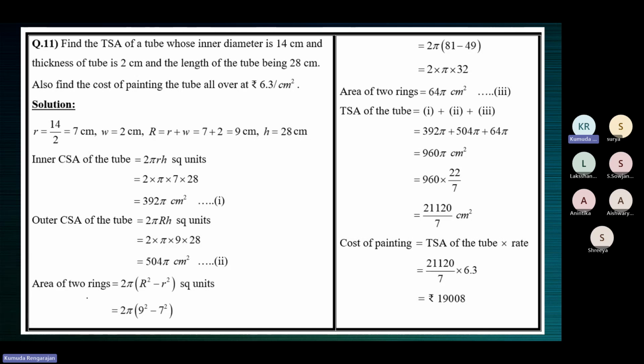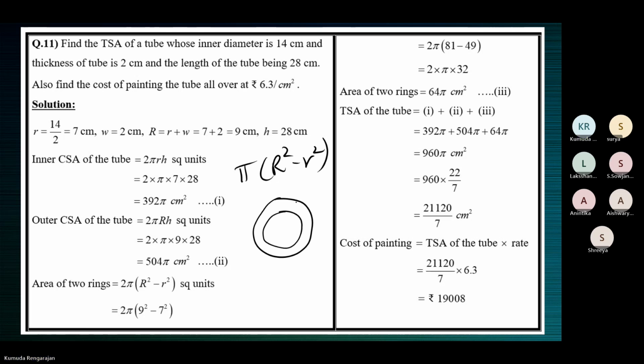Then the area of the two rings, 2 pi (R square minus r square). Because pi (R square minus r square) is the area of one ring. A ring is this region, and the area of this region is pi (R square minus r square). But in a cylindrical shell or a hollow cylinder, there are two such regions, one ring on the top and one ring below. So 2 times, double that area: 2 pi (R square minus r square). So here also I've just taken pi as it is, not 22 by 7.